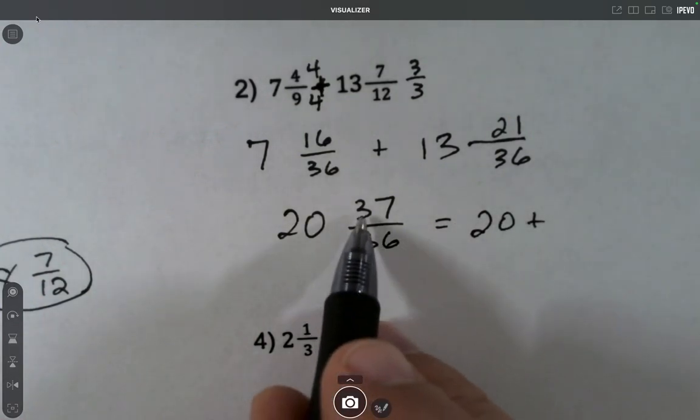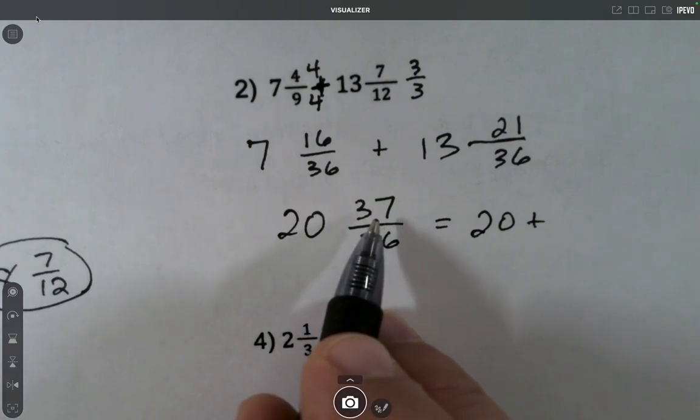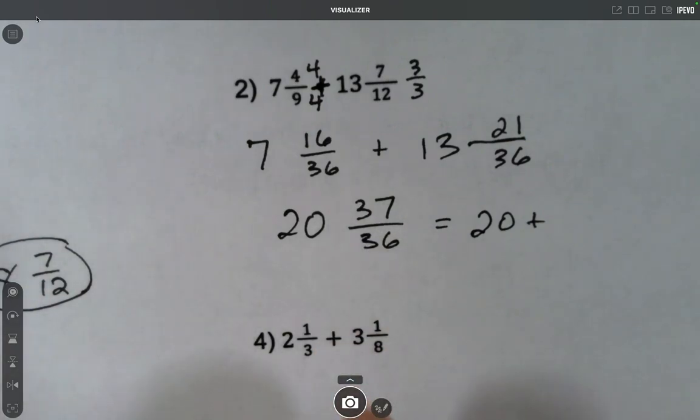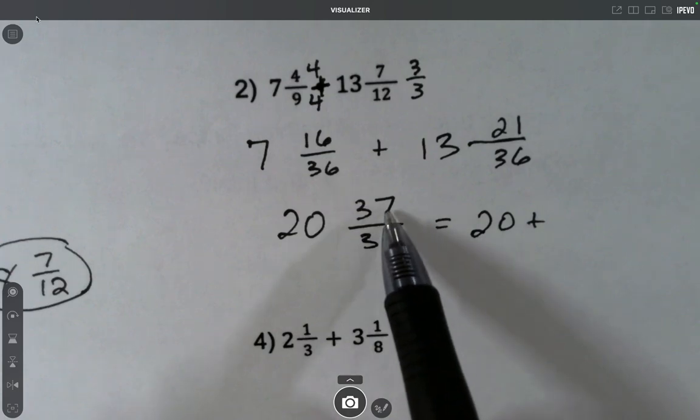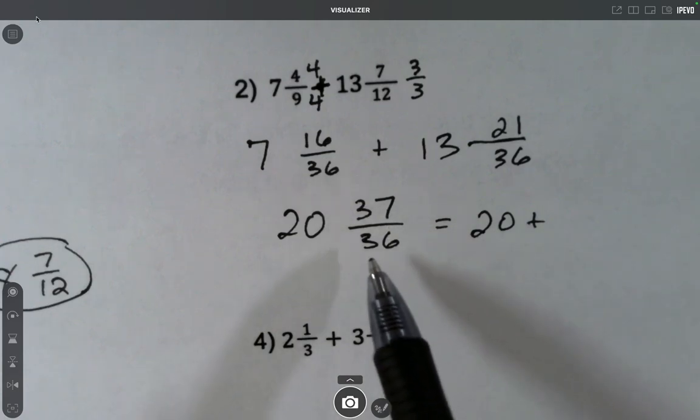So I need to write that improper fraction as a mixed number. Actually, let me pause a second. I want to make sure you understand what improper fraction means. You may know it very well, but just in case. When the numerator, the top number, is bigger than the denominator, that's when you have an improper fraction.